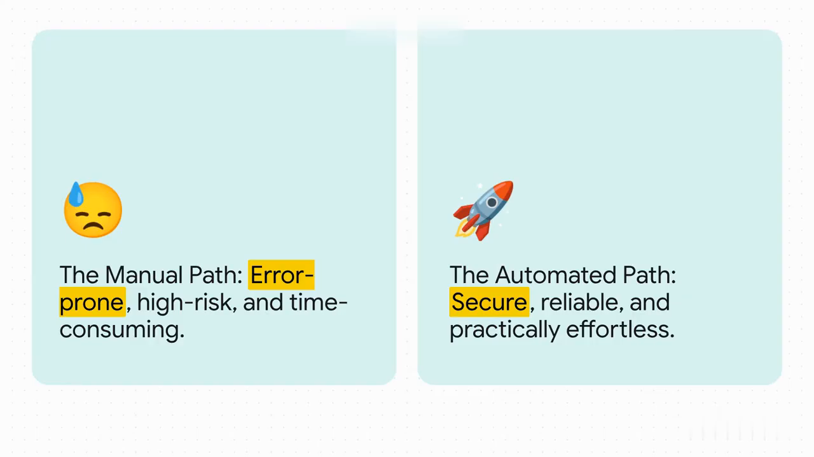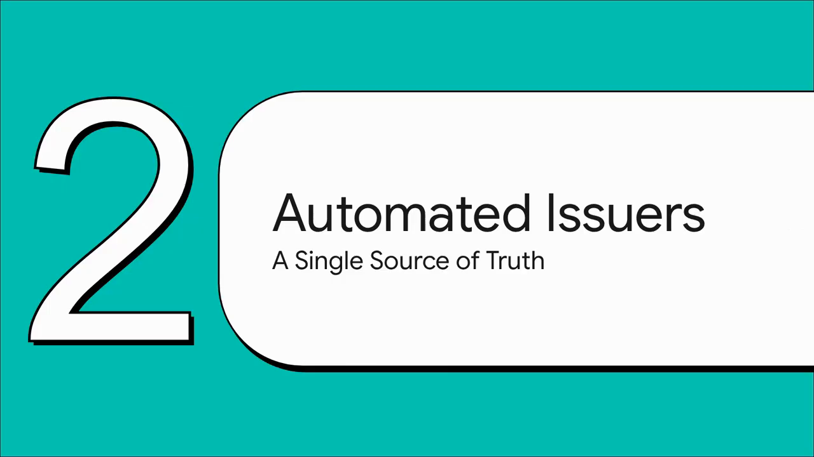So really, we're at a fork in the road here. We can keep going down the manual path, which, let's be honest, is just asking for trouble. It's full of human error, it's high risk, and it eats up so much valuable time. Or we can take the automated path, a path that's secure, way more reliable, and once you have it running, it's pretty much effortless. The choice seems kind of obvious, right? So, how do we get on that automated path?